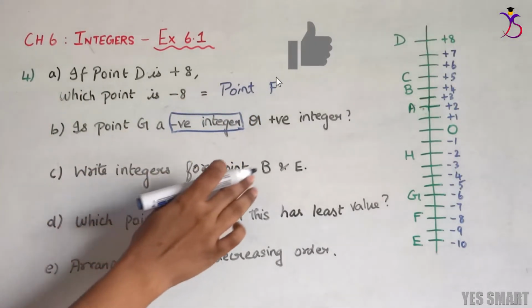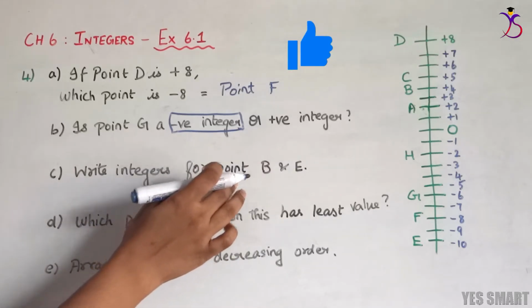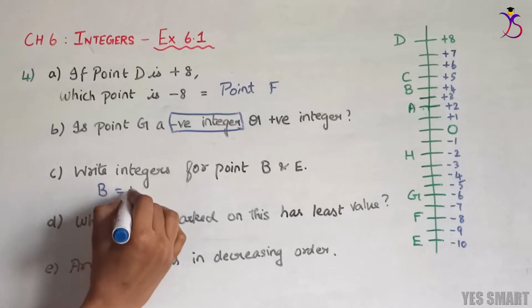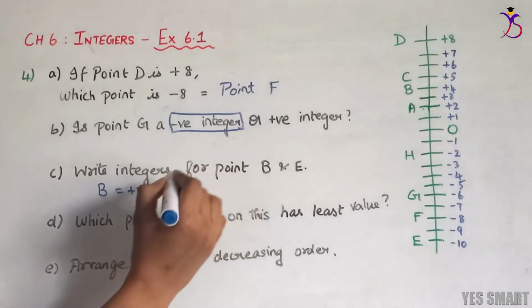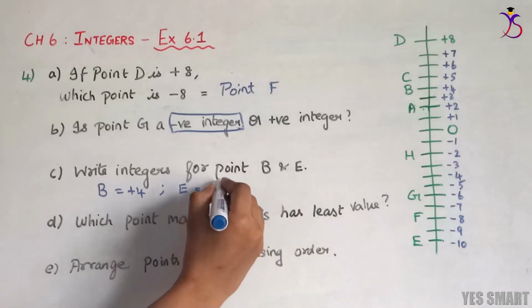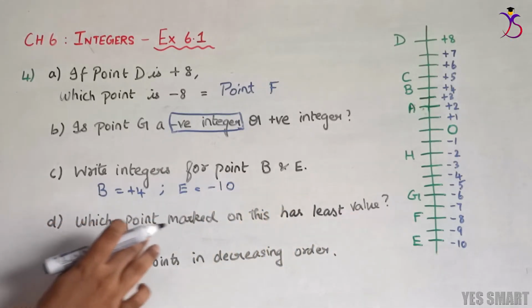C: write integers for point B and E. So I am looking for the point B, the corresponding value is +4. Therefore B equals +4. And I am looking for point E, the corresponding value is -10. Therefore E equals -10.